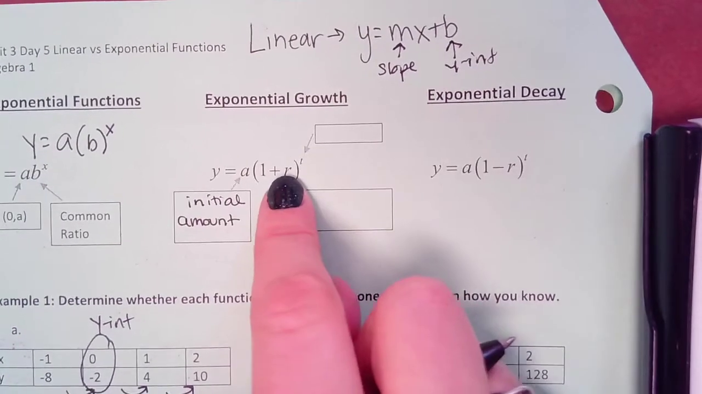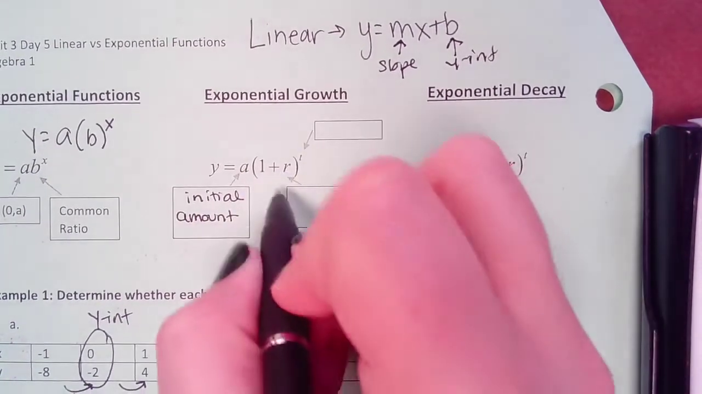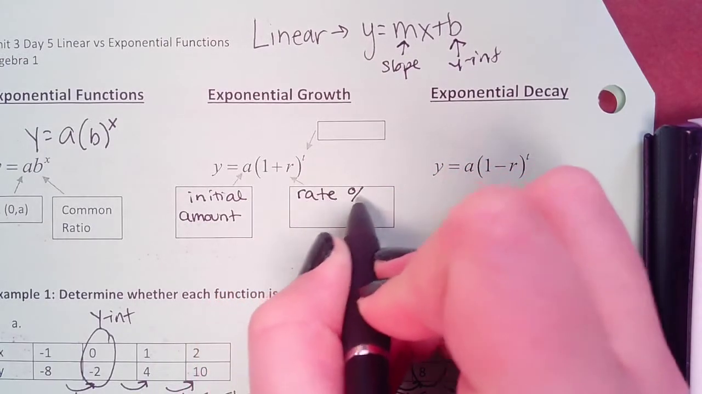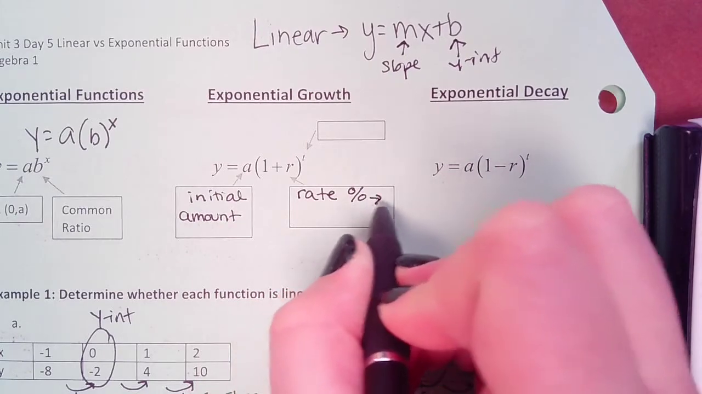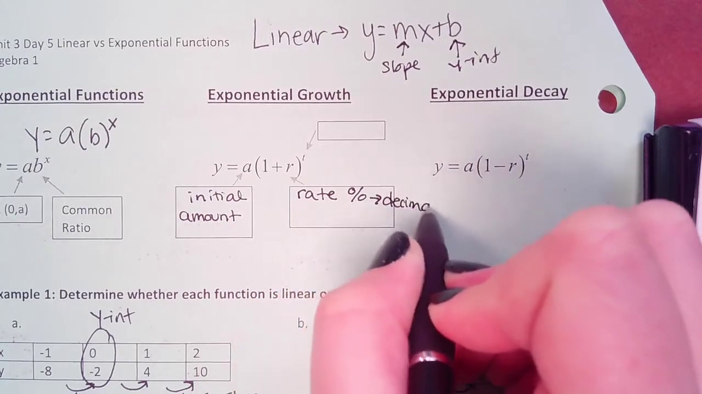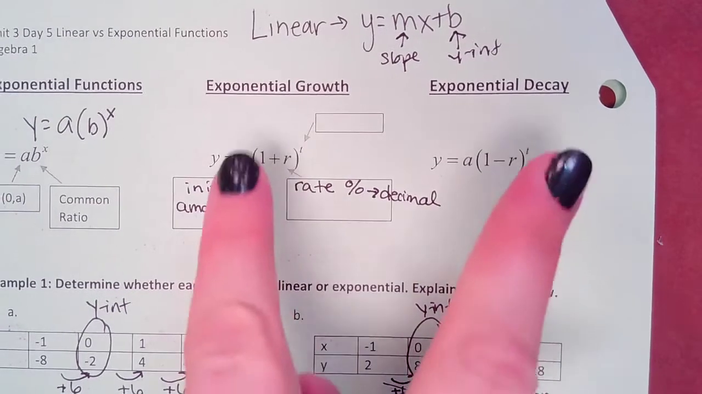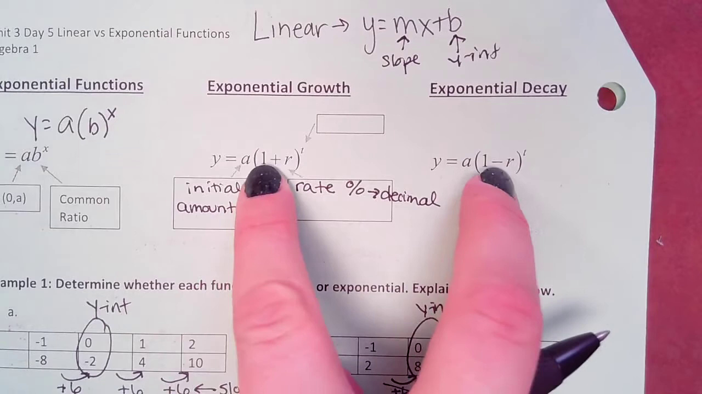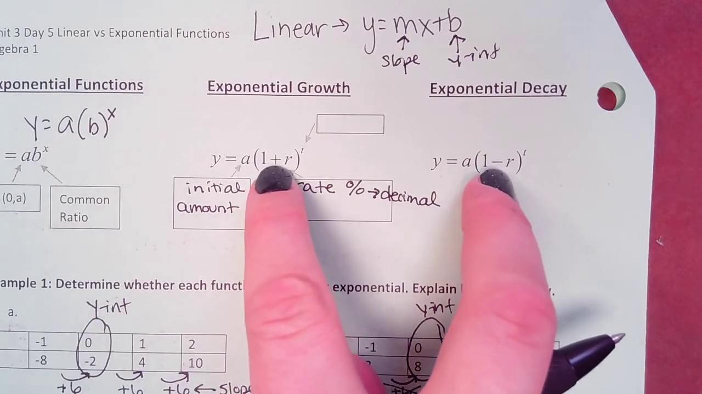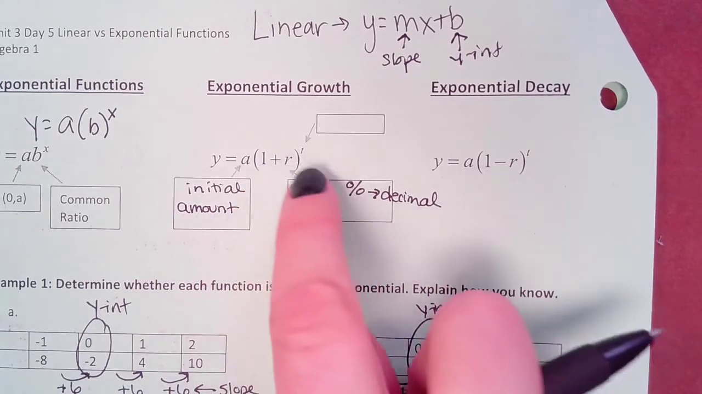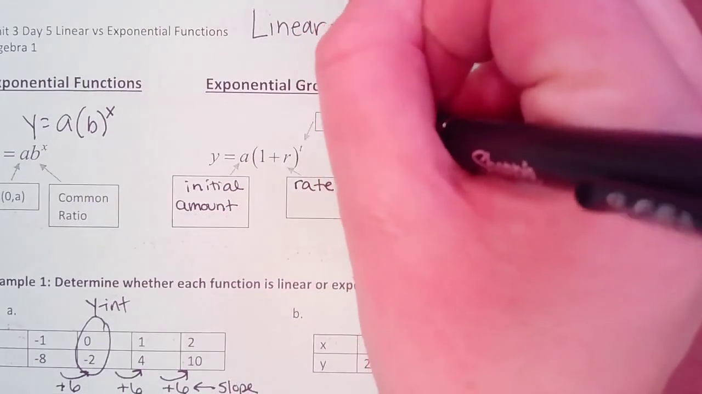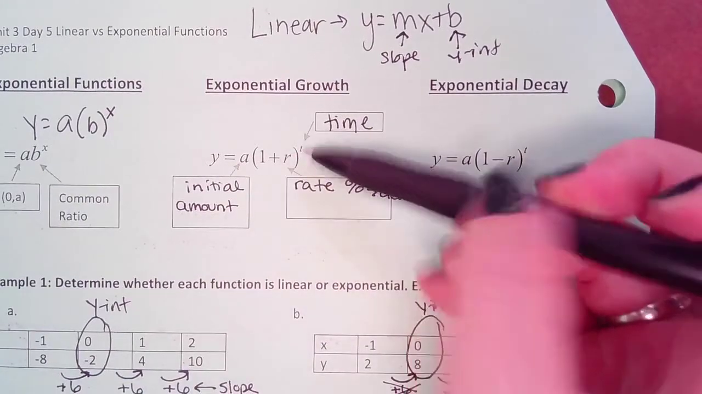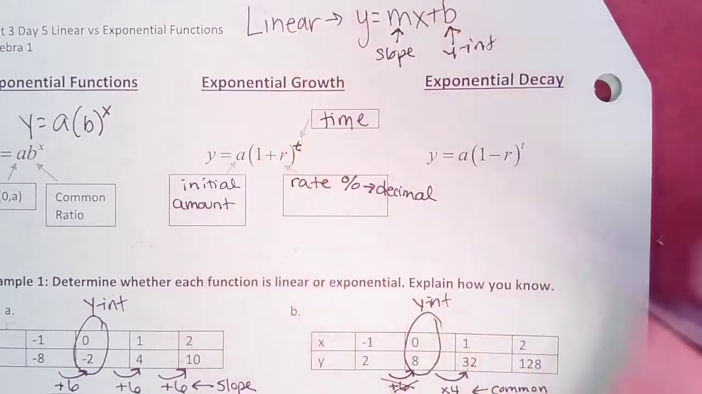And then this time R is typically going to be the rate that we're growing at or decreasing. And this will be a percentage that we want to make into a decimal. The only thing different between the growth and decay is the growth has a plus here and the decay has a minus. You will be given this formula on the test. The T is going to stand for time. What did we change? It was X, but since this is for real world, T right there will be time.